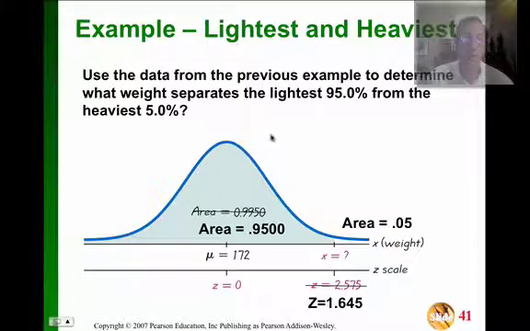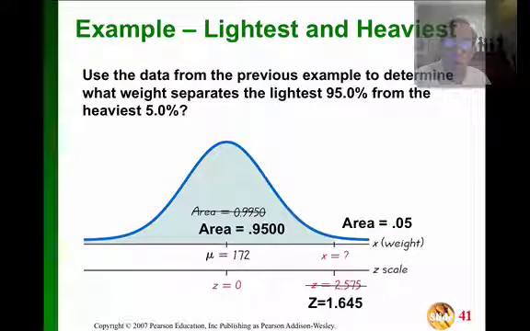Let's take a look at another application. I come to you and I say, okay, I want to know what's the weight of the person that will have 95% of the population weighing less than that person. What's that weight going to be? So I want to find the area under the curve here. I want to find the x value that will give me 95% of the passengers or 95% of the people being lighter than that. So I go into my table and I look for 95%, and that is a z-score of z equal 1.645.